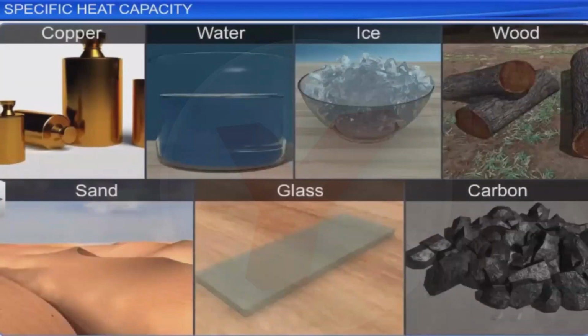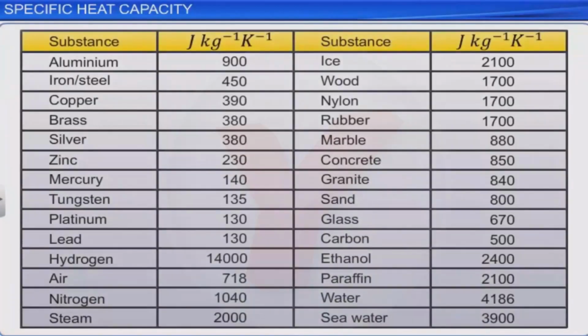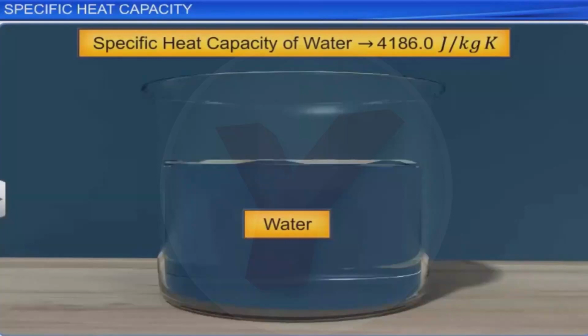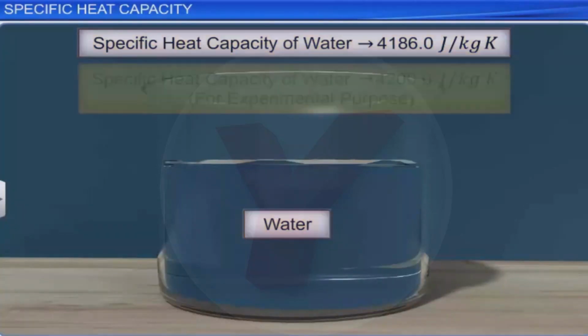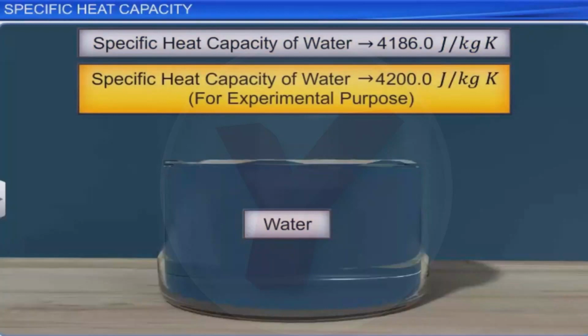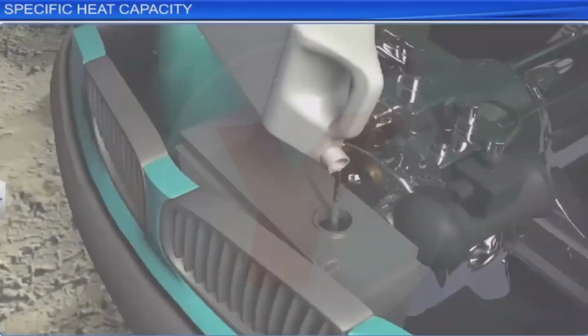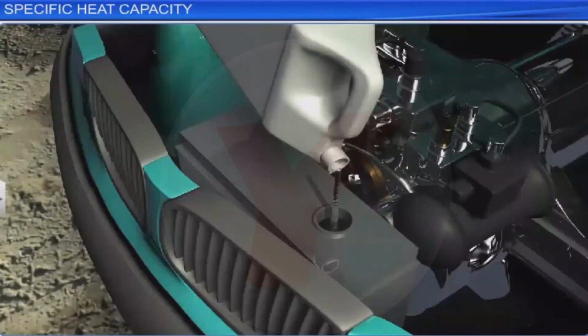Specific heat capacity depends on the nature of the substance. Different materials have different specific heat capacity values as shown in the table. The specific heat capacity of water is 4186 joules per kilogram Kelvin. For practical purposes, we can take the value to be 4200 joules per kilogram Kelvin. Water is used as a coolant in automobile radiators because of its very high specific heat capacity.